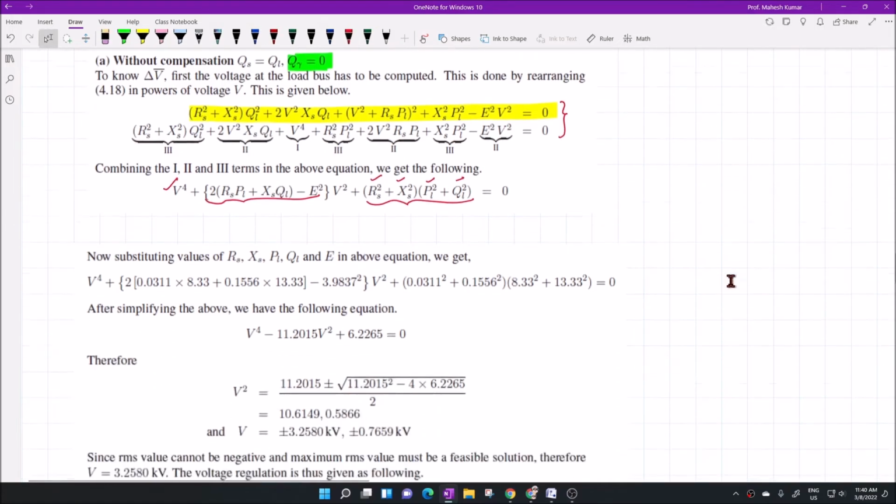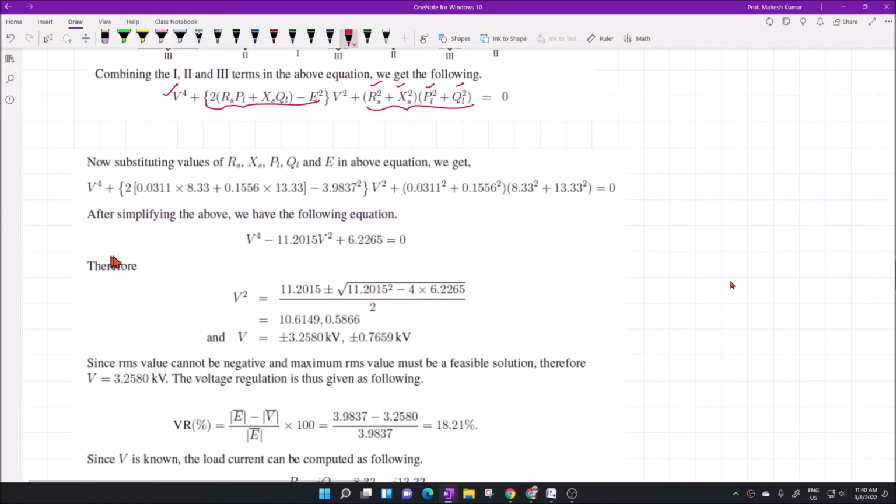Now we solve for the voltage at the load bus. We will get this equation as the quadratic in V square. And this gives the value of V square as 10.61 and 0.5866. Therefore, the value of V will be plus minus 3.25 and plus minus 0.76.